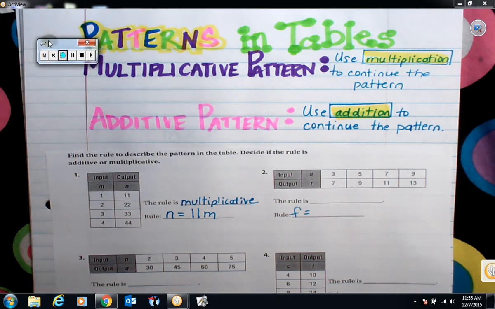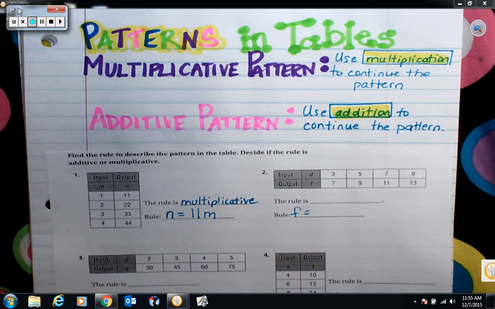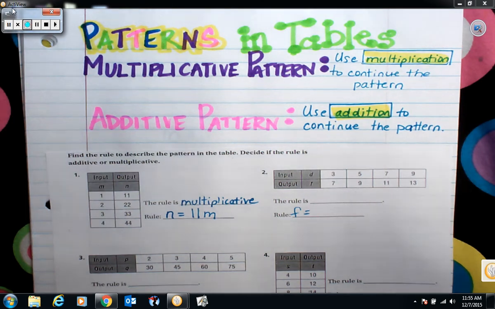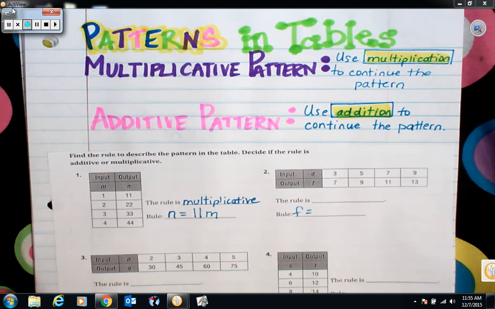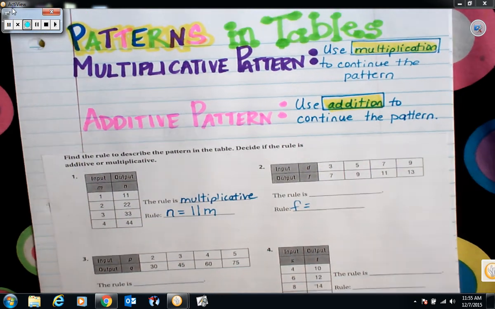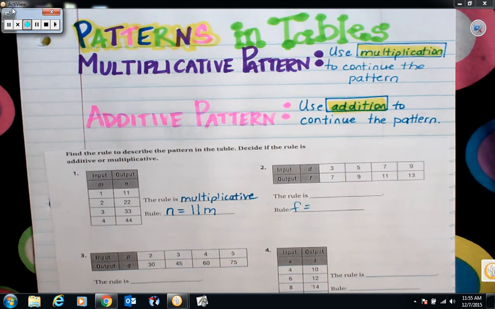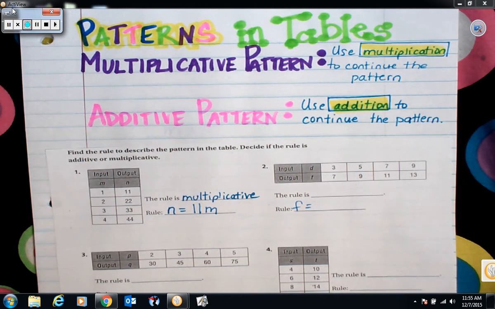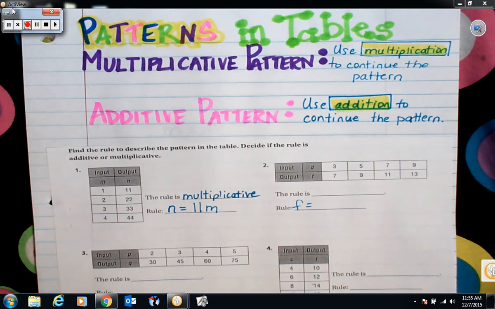Okay, today we're looking at patterns in tables. So we're going to look at a few input-output charts. And specifically, we're looking at multiplicative and additive patterns. Those will not be the only types of patterns on your homework today. However, those are the two that we're really focusing on part of your homework.